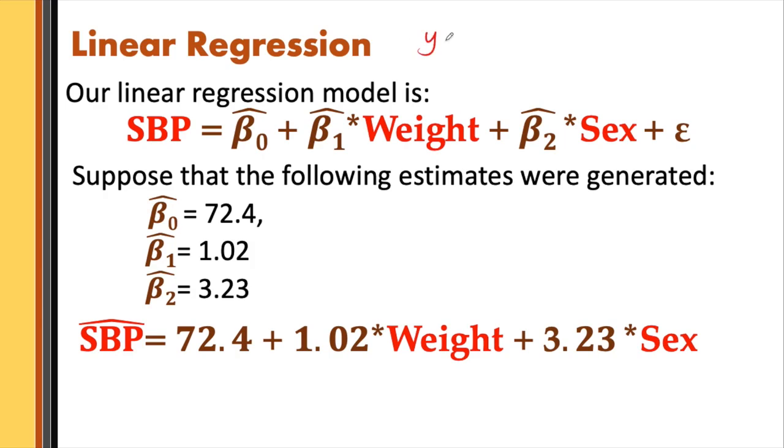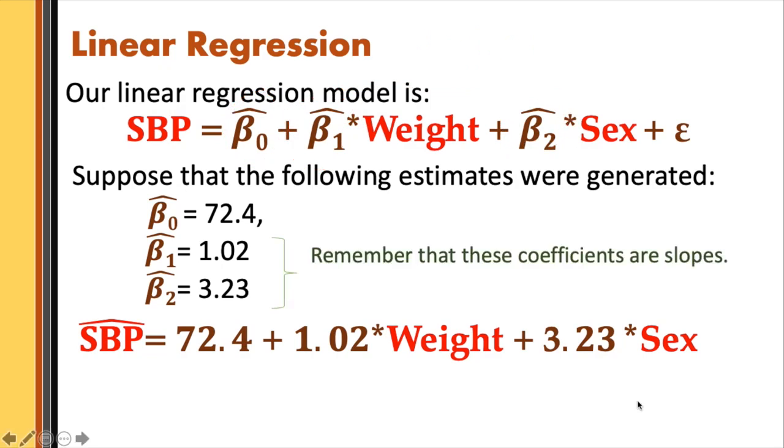Remember that in algebra, our linear equation is y equals mx plus b. This is the y-intercept, which takes the role of beta sub 0 hat, and whatever is the coefficient of x, in this case beta sub 1 hat and beta sub 2 hat, are slopes.